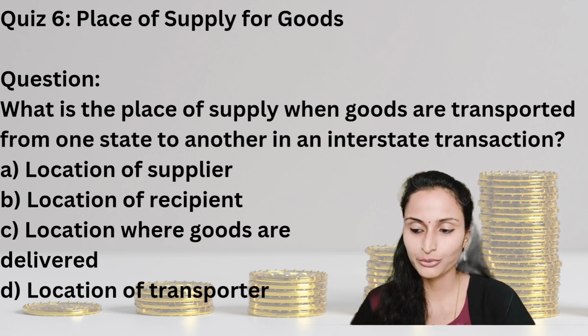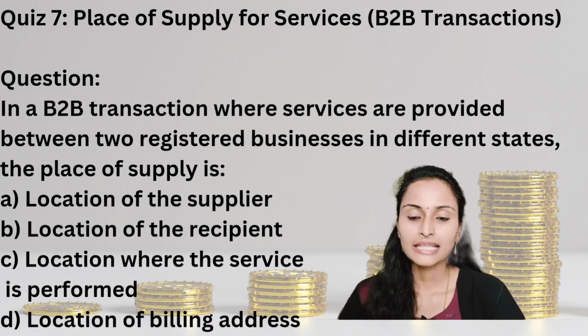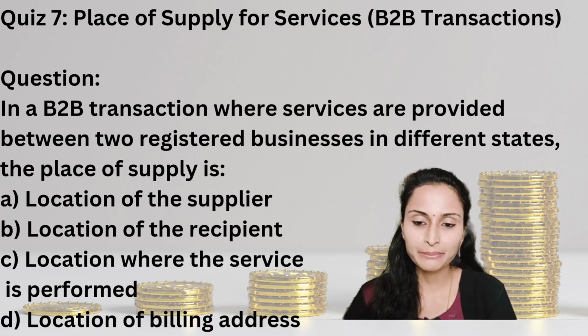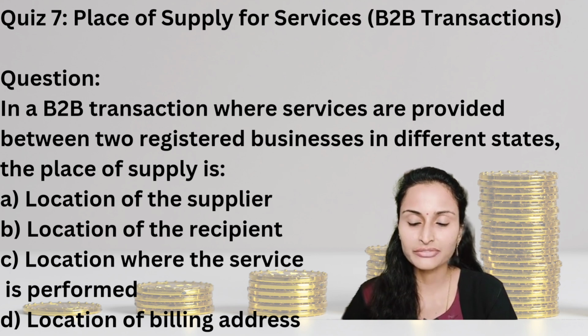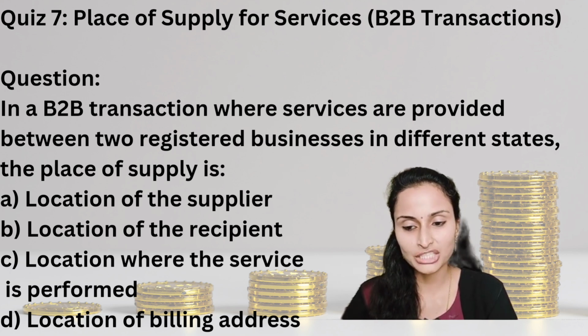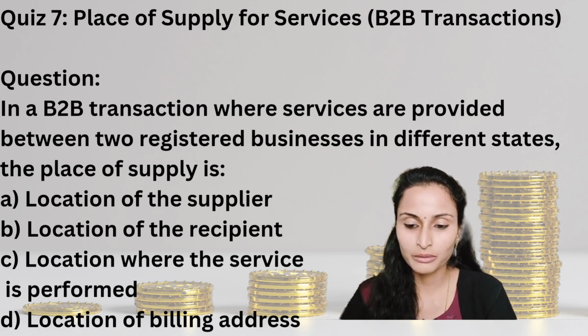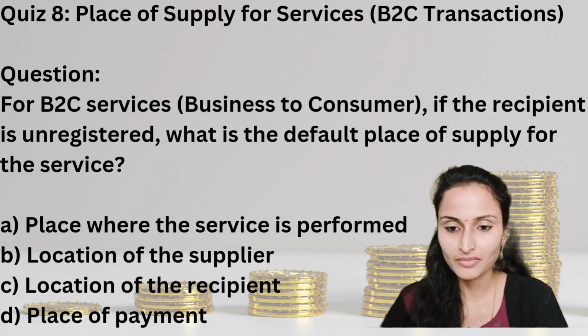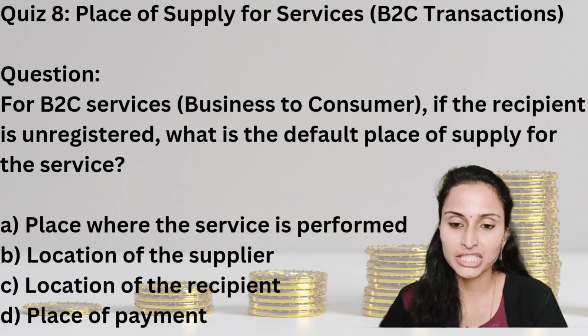Location of transporter. Next, seventh question is, in a B2B transaction where services are provided between two registered businesses in different states, the place of supply is A. location of the supplier, B. location of the recipient, C. location where the service is performed, D. location of billing address.